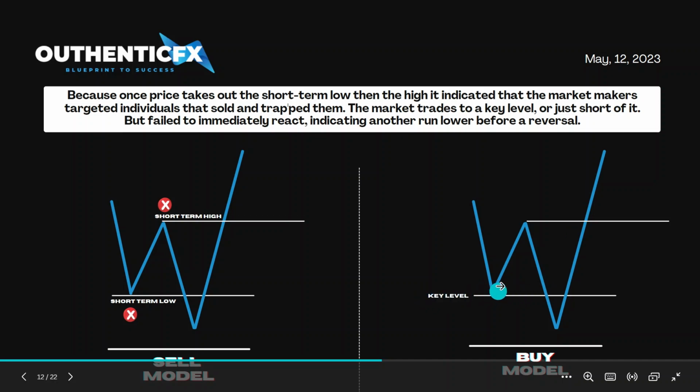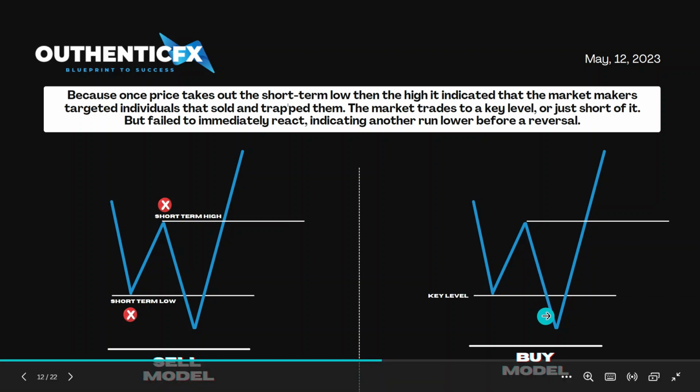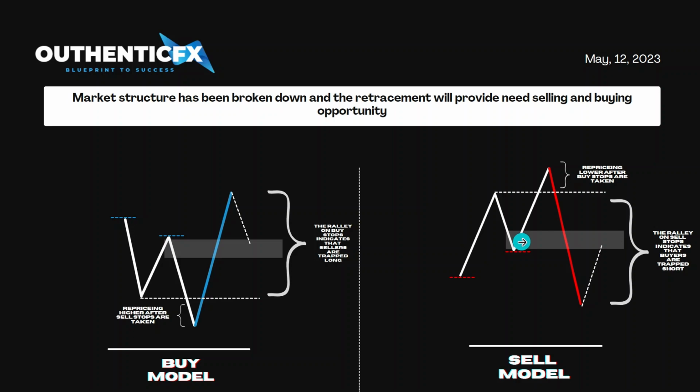From this key level, the people who were in buys here get taken out lower, right? For price to just push all the way up again, right? So basically what we're looking for, once we have taken out the people who were in buys or the people who were in sells, we have to look at two things, right? Market structure has been broken down, and the retracement will provide new selling and buying opportunity.